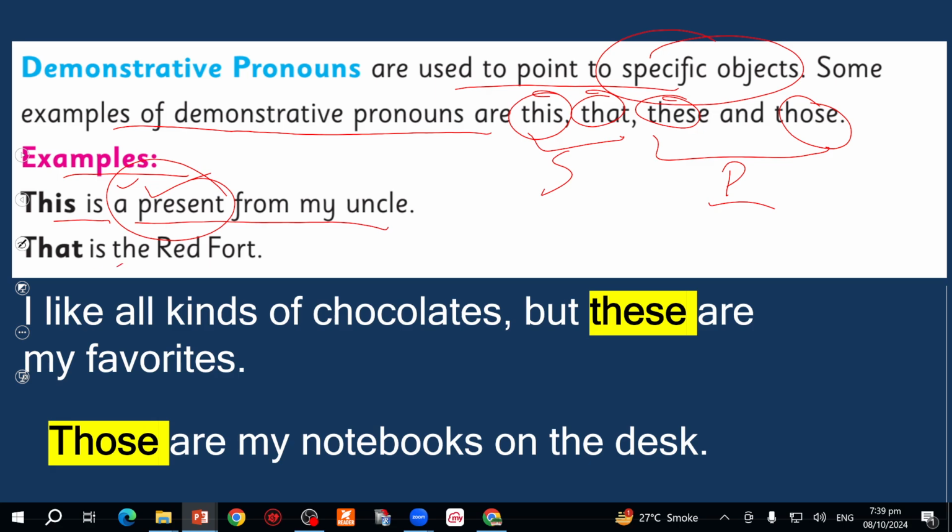That is the red fort. It means the red fort is a little far away. So when we are referring to and demonstrating this thing, we are using that.